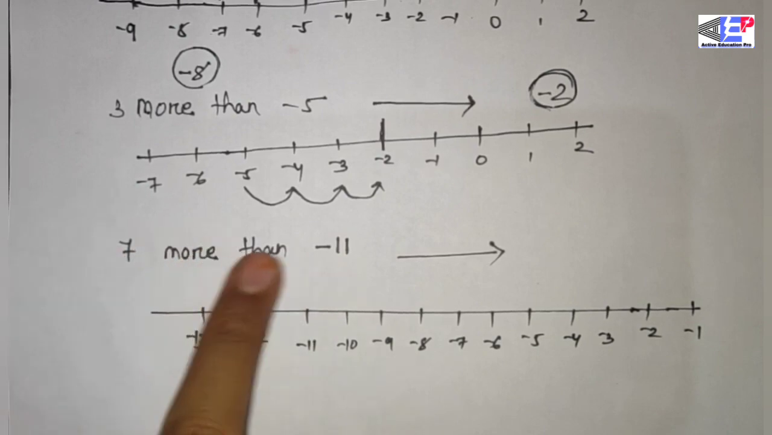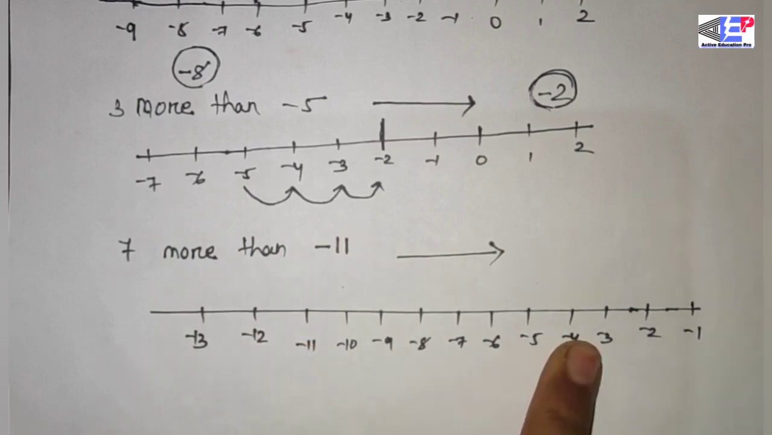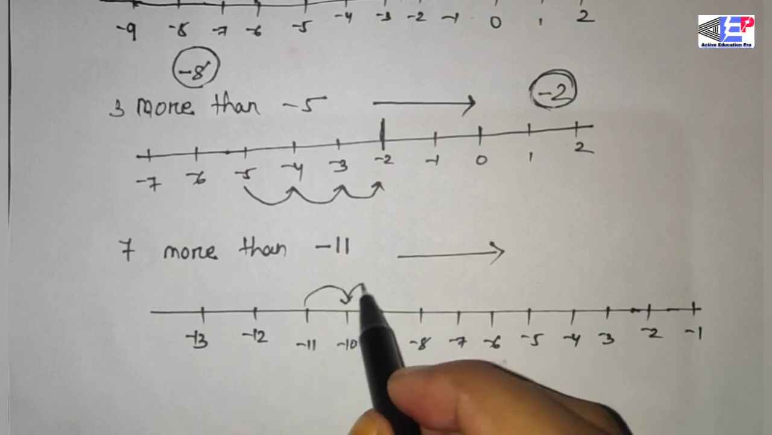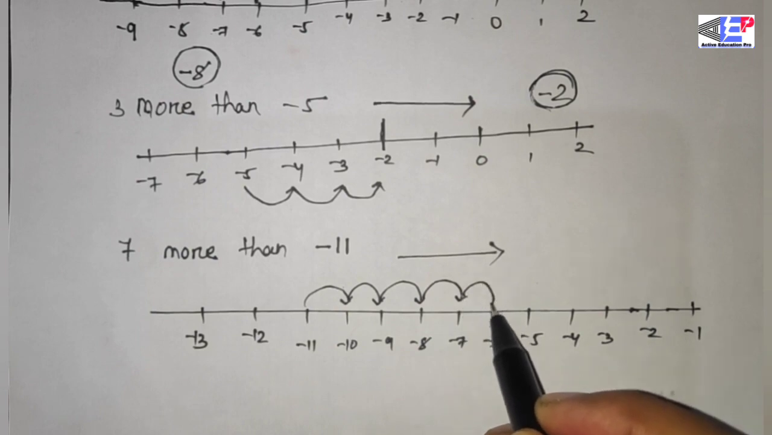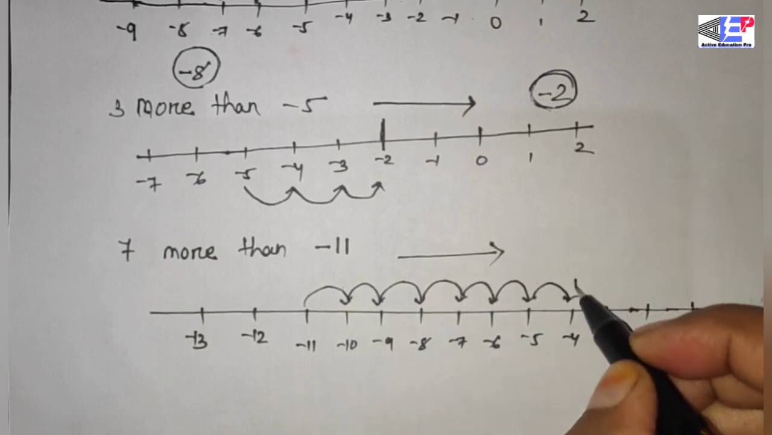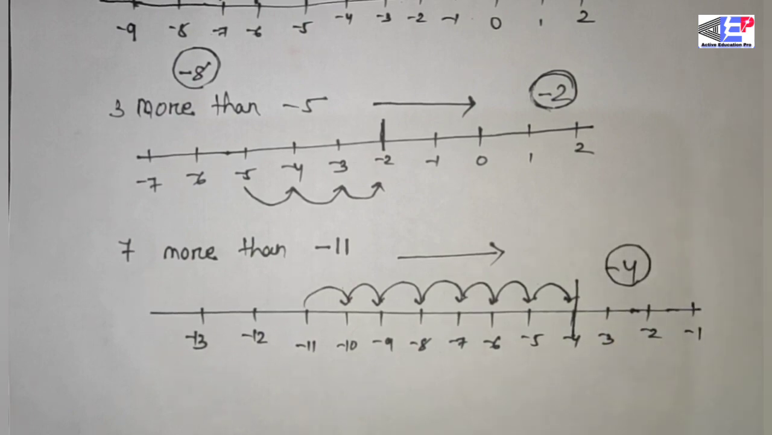7 more than minus 11, so you have to move 7 places from minus 11 towards the right side. First move 7 places towards the right side from minus 11. This is 1, 2, 3, 4, 5, 6, 7. So the place is minus 4, so minus 4 is your answer. The negative integer minus 4 is 7 more than minus 11.